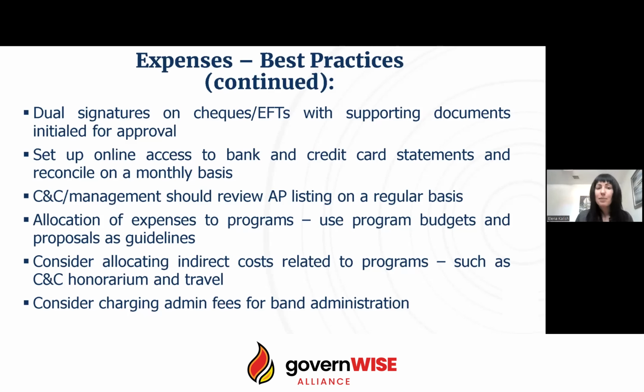Now, allocating expenses to programs, we spoke about if there is a budget or program guidelines. It's really important to follow that for understanding eligible expenses and making sure we only allocate eligible expenses to proper categories. And then consider allocating indirect costs related to programs, such as chief and council honorarium and travel.